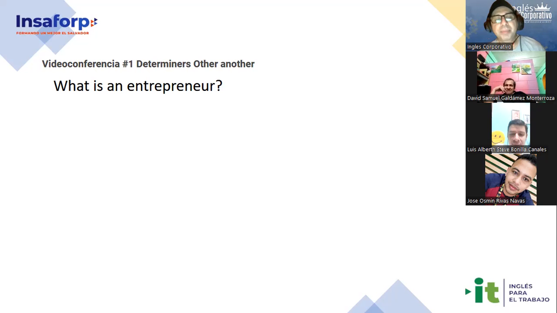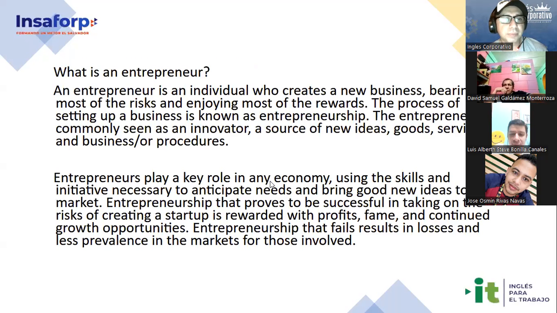So this is the topic that we're going to develop this week. So it's going to be, what is an entrepreneur? And of course, the grammar that we're going to check is this and some other: the determiners, others, and another, which is not going to be that difficult. So this is the answer about the ones that are in the book. Steve Bonilla, could you please help me reading this slide?